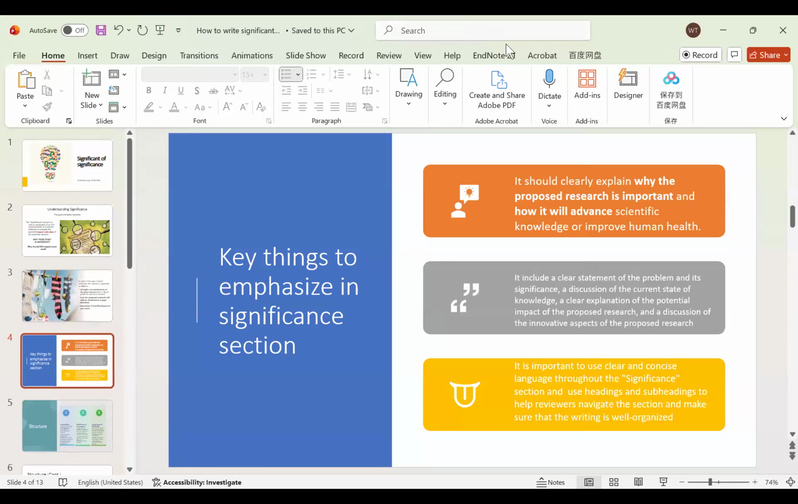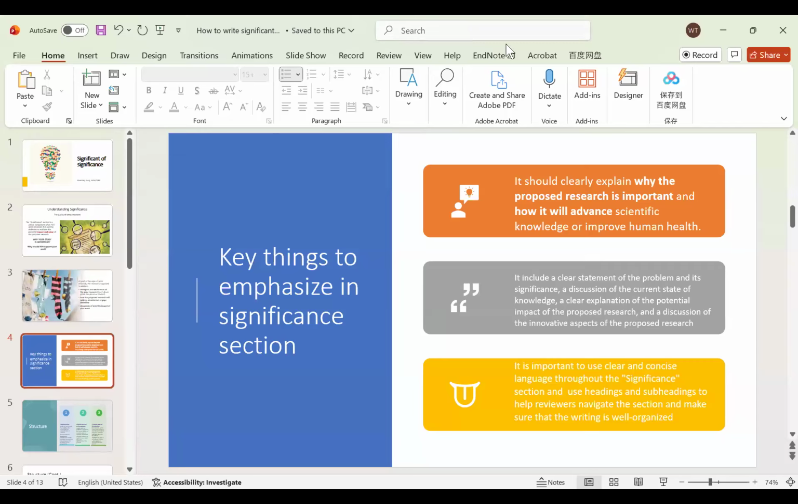Let me go to the Q&A section. The first question: what is the difference between the introduction of the significance section and the problem statement often included in proposals?